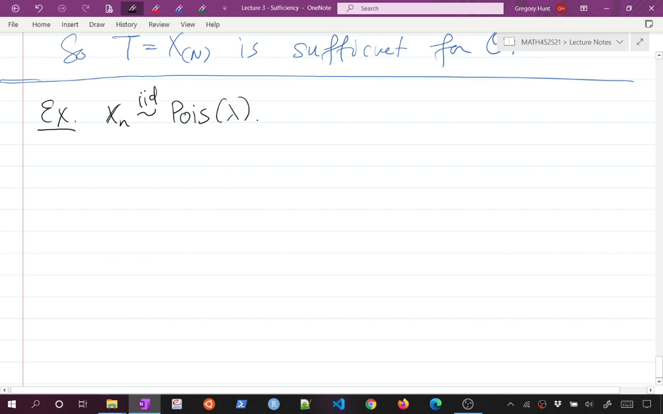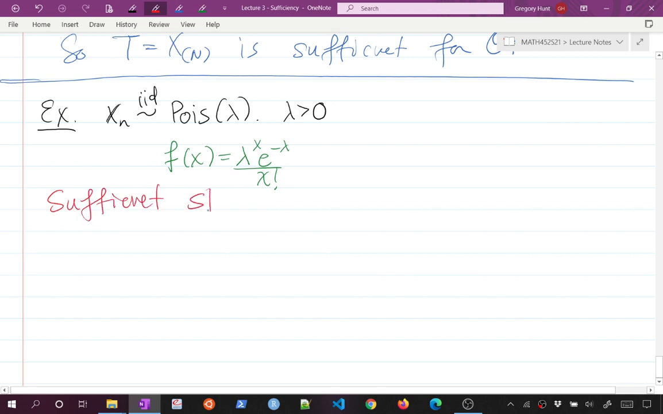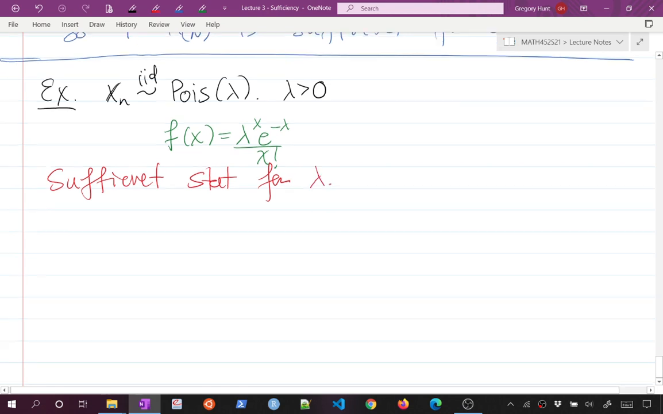We're going to take data that's from a Poisson distribution. So here, Poisson has a parameter lambda. Lambda is positive, right? So if we recall, the marginal distribution of a Poisson, the Poisson PDF is lambda to the x e to the negative lambda over x factorial, right? And so we want to discover a sufficient statistic for lambda.